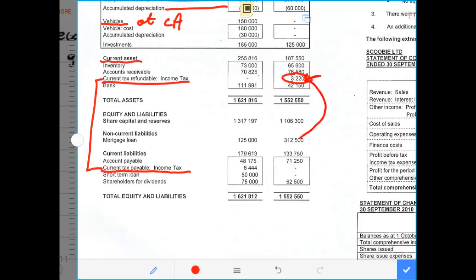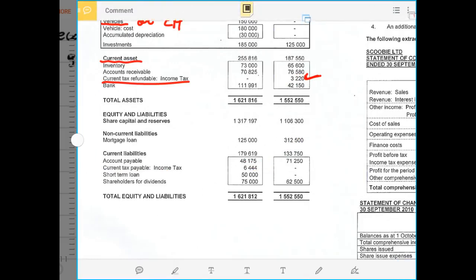However, at the end of the current year, we were owing SARS 6,444. So by the end of the year 2010, it was a liability, but by the end of the year 2009, tax was an asset. Please take note of that, because when we do calculations of tax, we have to take into account the fact that the opening balance of tax was an asset and the closing balance of tax was a liability. So those are two very important things that I want to bring your attention to.